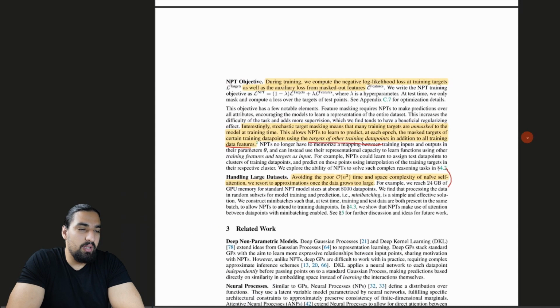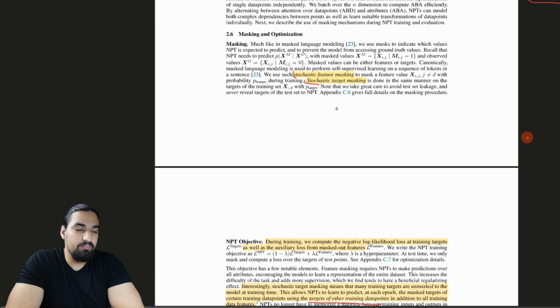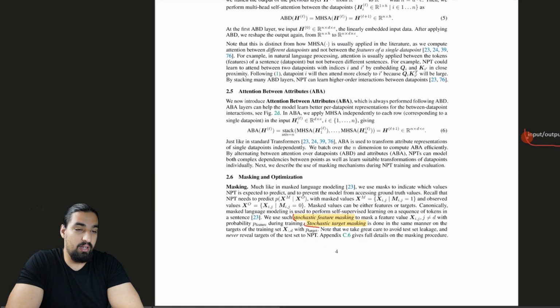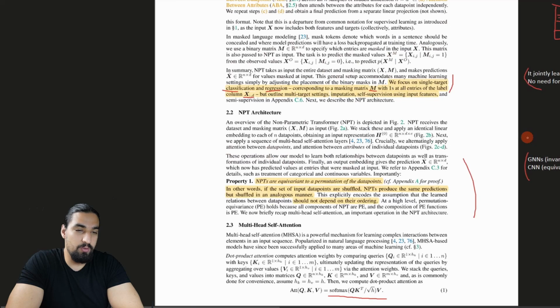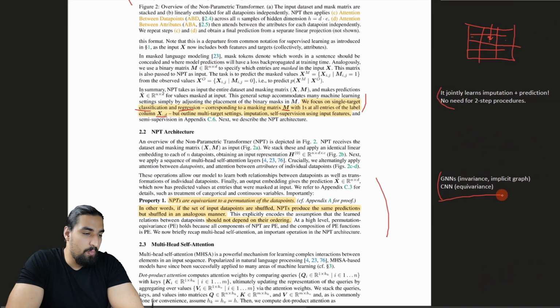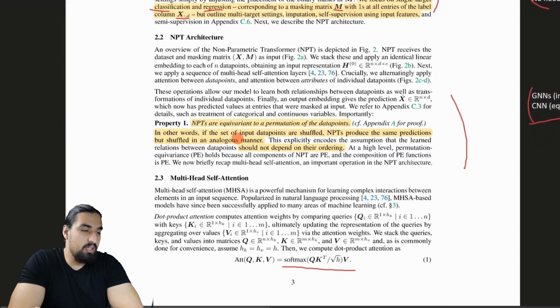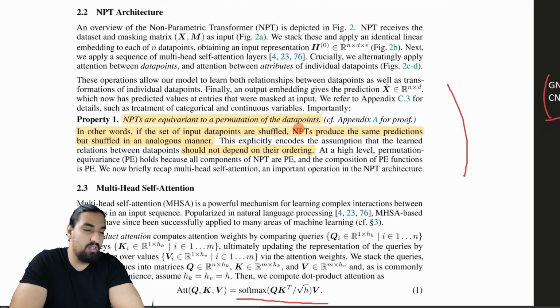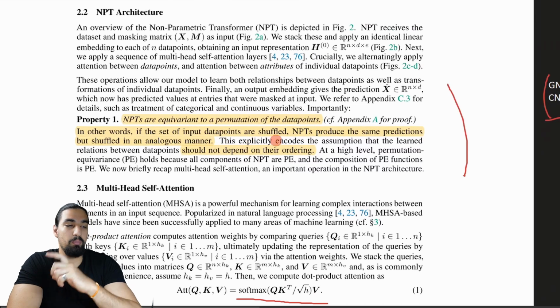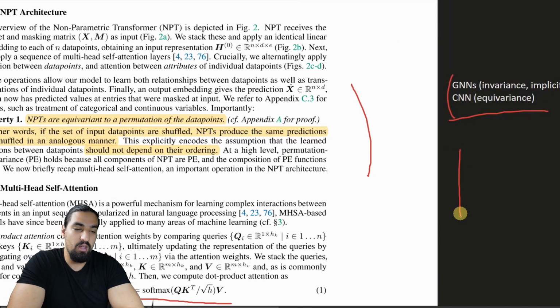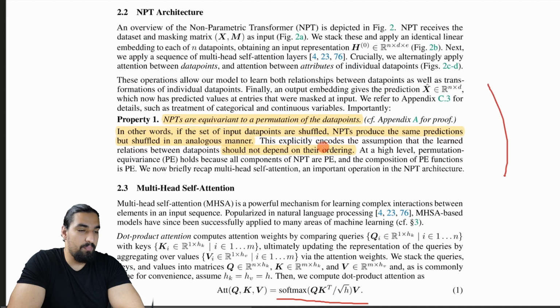Okay, architecture explained. Now let me show you some exciting results and first give you some connections to graph neural networks that I promised here. First things first, they said MPTs are equivariant to a permutation of the data points. In other words, if the set of input data points is shuffled, so if we have tabular data with n rows and d columns and we shuffle these rows, MPTs produce the same predictions but shuffled in an analogous manner. So that's the equivariance part. It should not depend on their ordering.